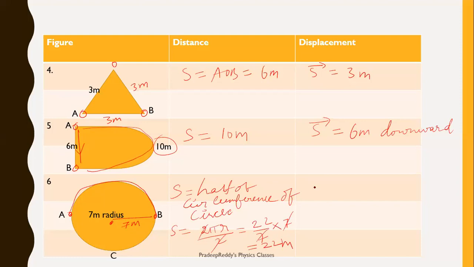Now displacement S bar is equal to, starting from A to B, a straight line that becomes the diameter of the circle. Therefore, displacement will be equal to 7 meter plus 7 meter. Diameter will be equal to 14 meter. That is the displacement traveled.